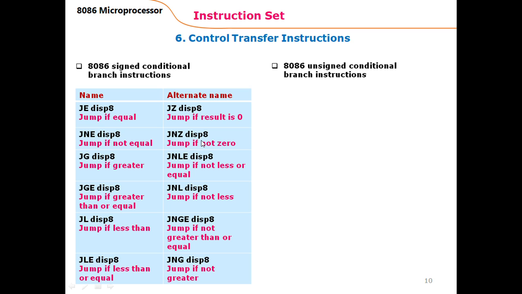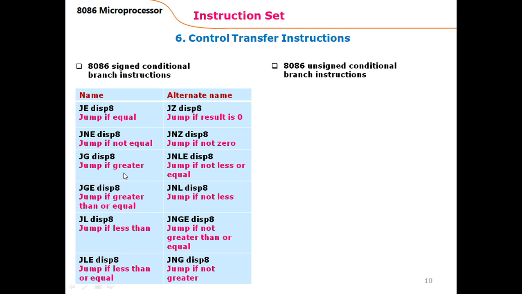Jump if not 0 will again check if the Z flag is 1 or 0. So jump if not 0 means that the result of the comparison is not 0, and if the result of comparison or subtraction is not 0, then that would mean the Z flag is 0. So this jump will happen if the Z flag is 0, in other words, jump if not 0.